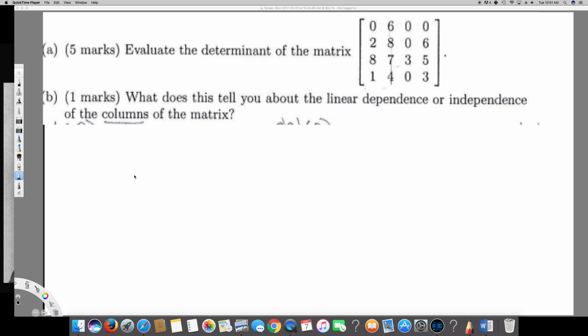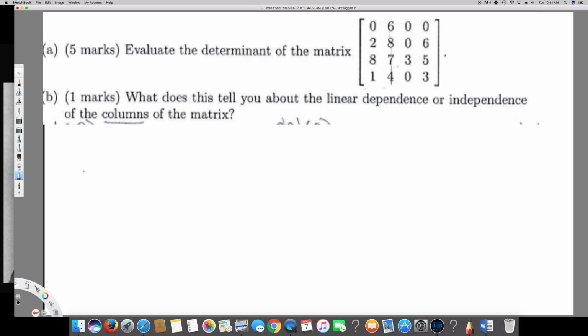We have this question right here. It's asking to evaluate the determinant of the matrix, and that's the first question. The second question is asking what this tells you about the linear dependence or independence of the columns of the matrix. So first of all, let's see how we can find the determinant of the matrix.